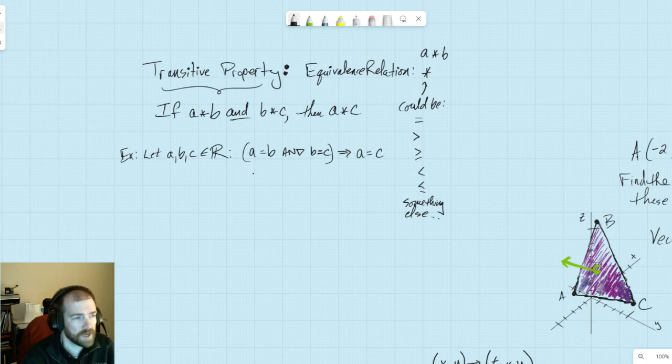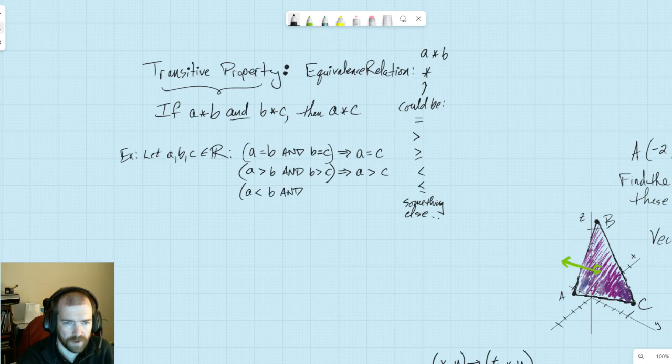Okay, so that same relation has to also hold then for A being greater than B and B being greater than C is going to imply that A has to be greater than C. And likewise, if A is less than B and also B is less than C, that's going to imply that A is less than C. So this is the transitive property.